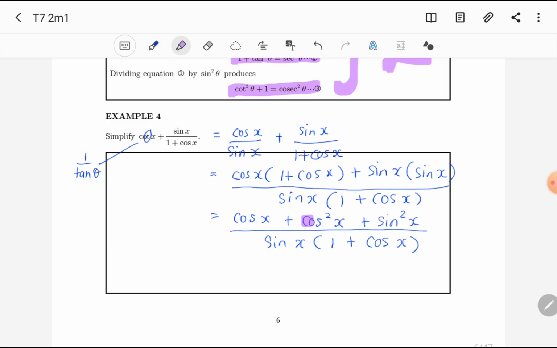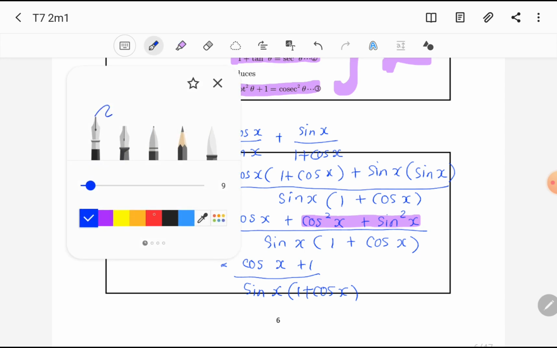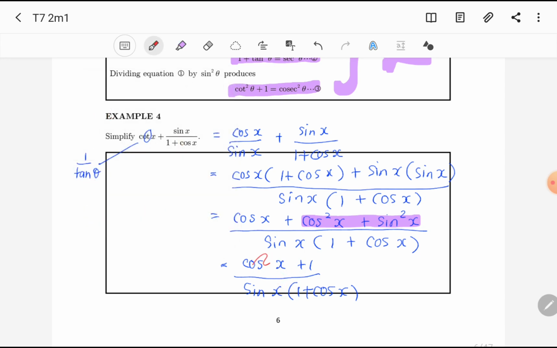Okay, awak tengok kat atas ni, cos square plus sin square. Cuba tengok balik yang atas. Cos square plus sin square equals to 1. So cos x plus 1 divide by sin x times 1 plus cos x. Okay, so awak ada nampak sesuatu yang boleh kita simplify? Yes, yang ni dengan yang ni. Okay. So we will get 1 over sin x.